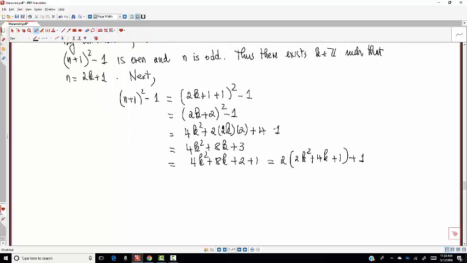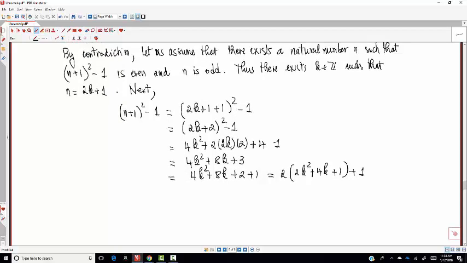Okay, so now, remember that the quantity (n plus 1) squared minus 1 is even. And we have assumed that, so under our assumption that n is odd, we have derived that (n plus 1) squared minus 1 is odd. Thus (n plus 1) squared minus 1 is both even and odd. And there must be something wrong with that.